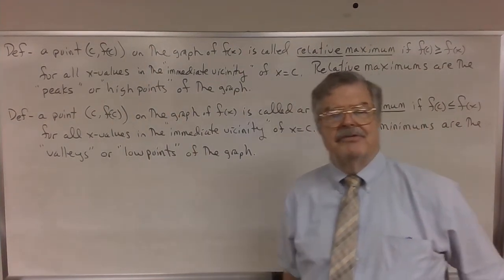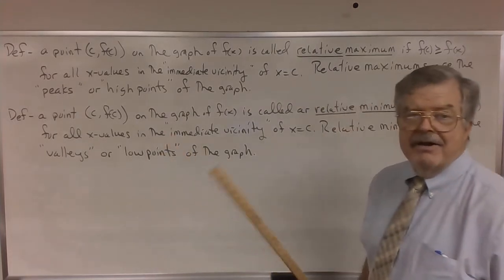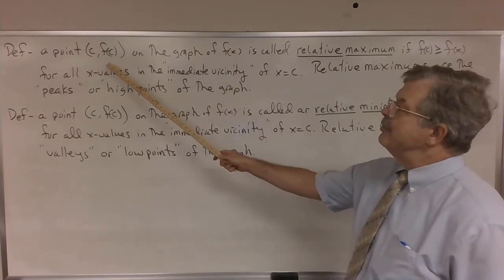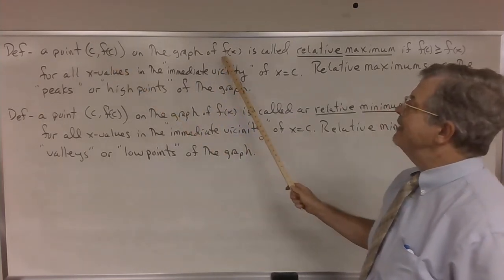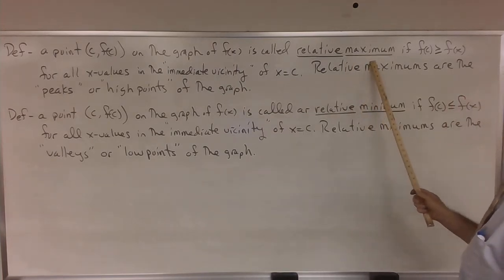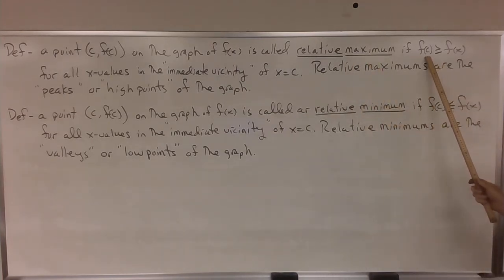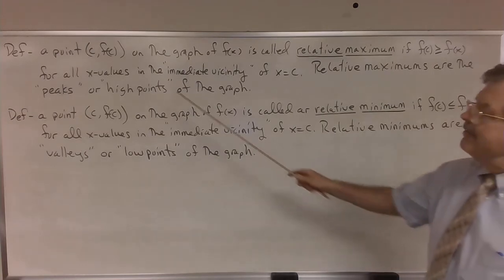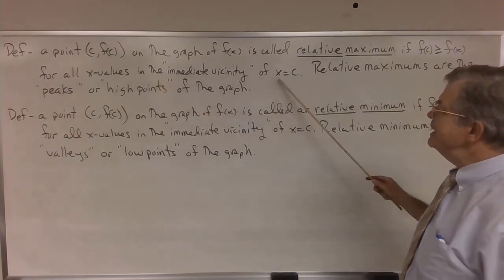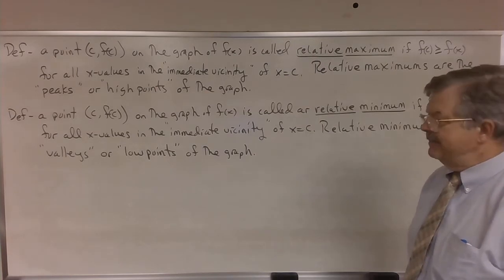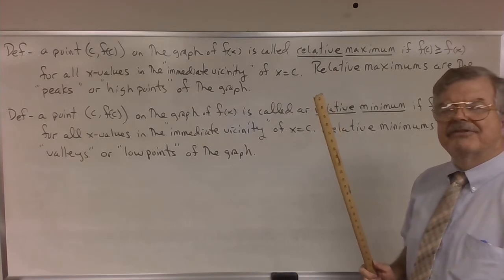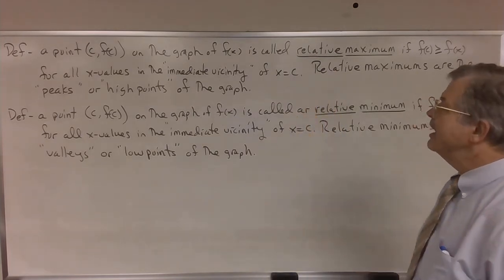Relative maximums and relative minimums. Another important concept. Technically, we say that a point (c, f(c)) on the graph of f(x) is called a relative maximum if f evaluated at c is greater than or equal to f evaluated at x for all of the x values in the immediate vicinity of x equals c. We'll draw a picture of this in a minute to illustrate this.